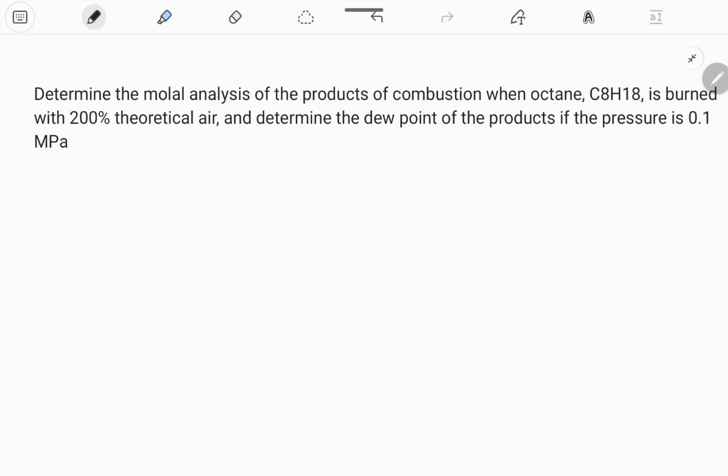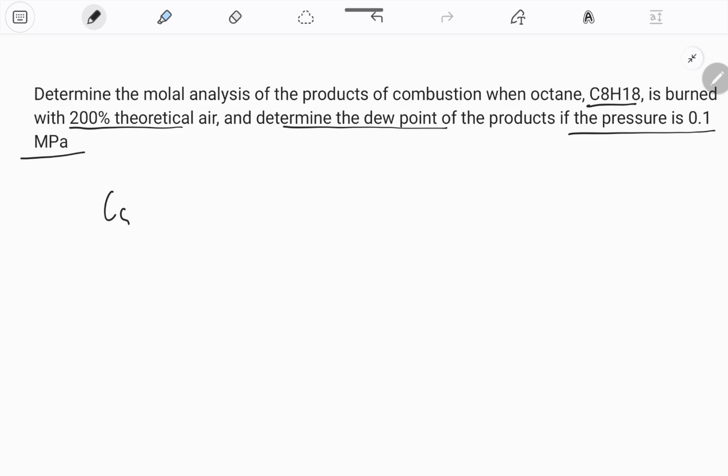So on this problem, we're still burning octane, but we have more air than we need. We are required to find the dew point of the product if the pressure is this. Okay, so I think these problems you should know by now.